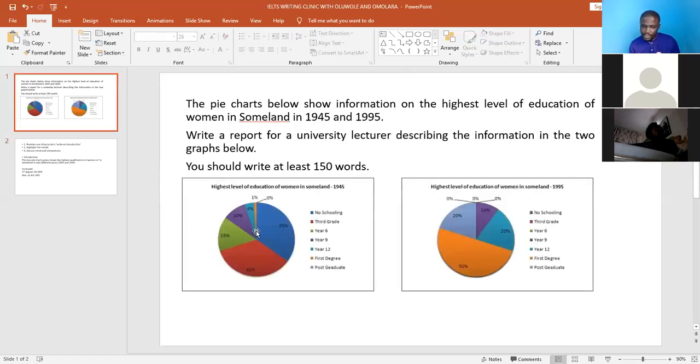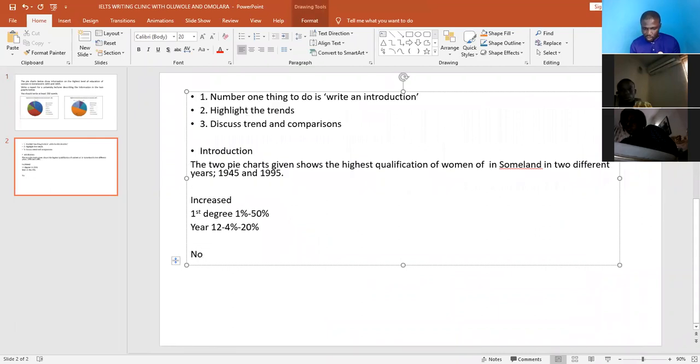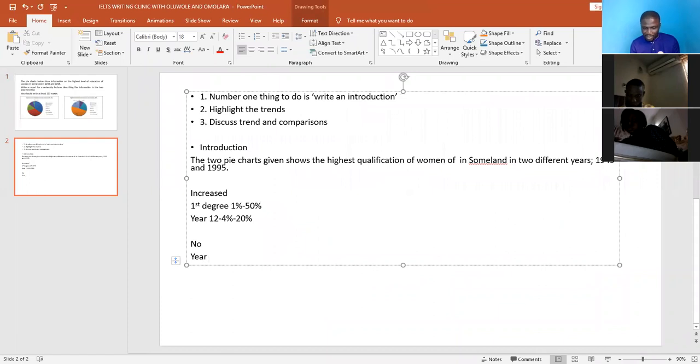Okay, the next thing is which one then? The next one, 10, which is year 9, remain constant. So let me write it. No change. Year 9, which is 10%. Okay, no change. Let me put it like that.